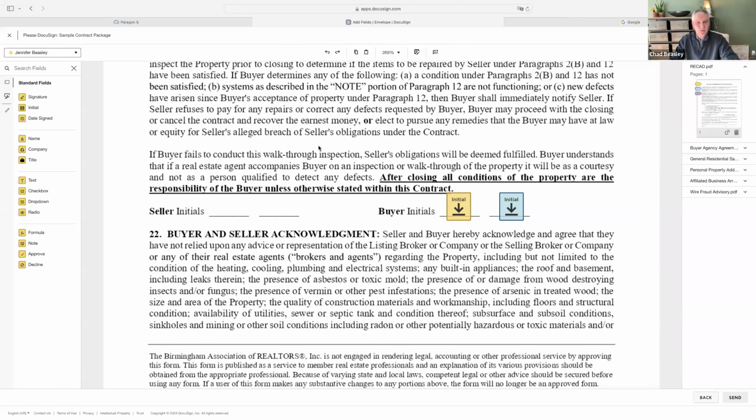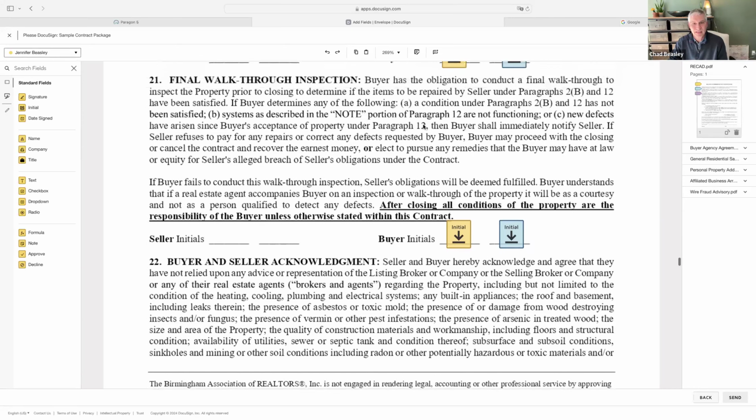If the buyer fails to conduct this walkthrough inspection, this is important. So if your buyer does not do a walkthrough, seller's obligation will be deemed fulfilled. Buyer understands that if a real estate agent accompanies buyer on an inspection or walkthrough of the property, it will be as a courtesy and not as a person qualified to detect any defects. After closing, all conditions of the property are the responsibility of the buyer.